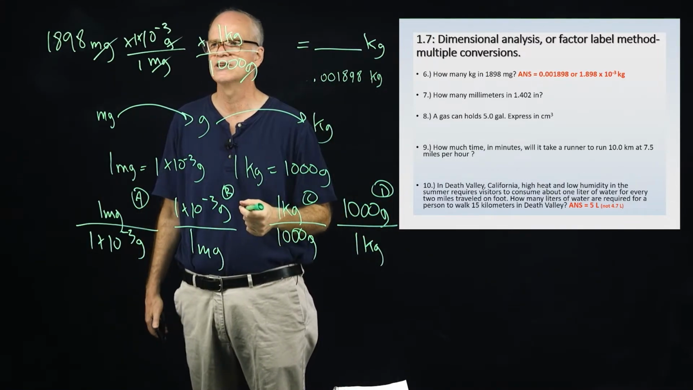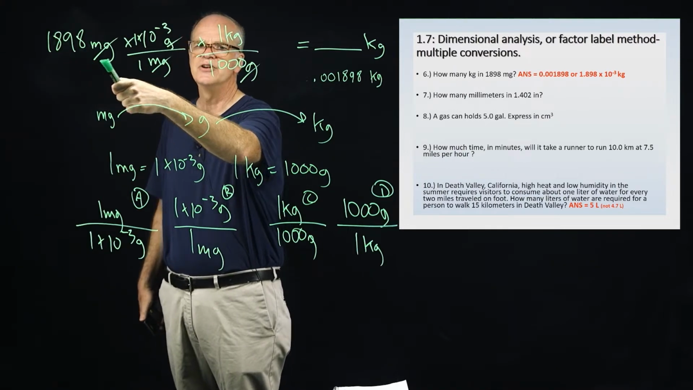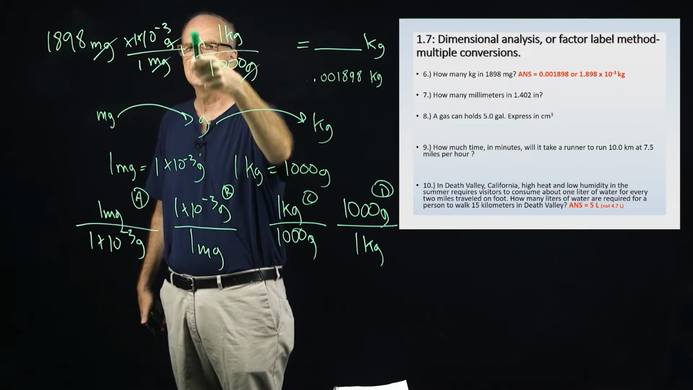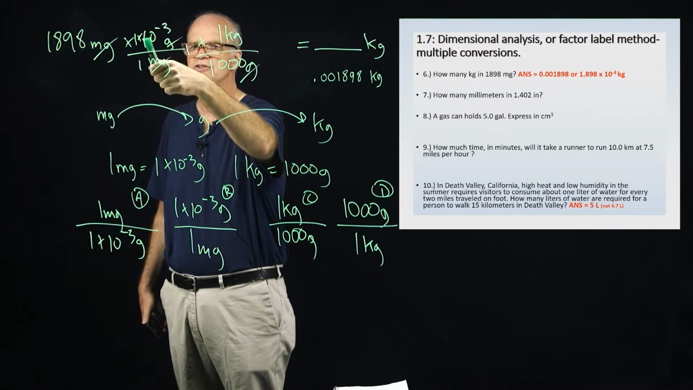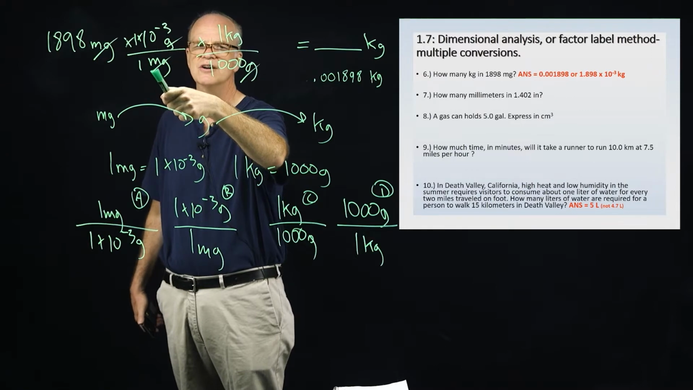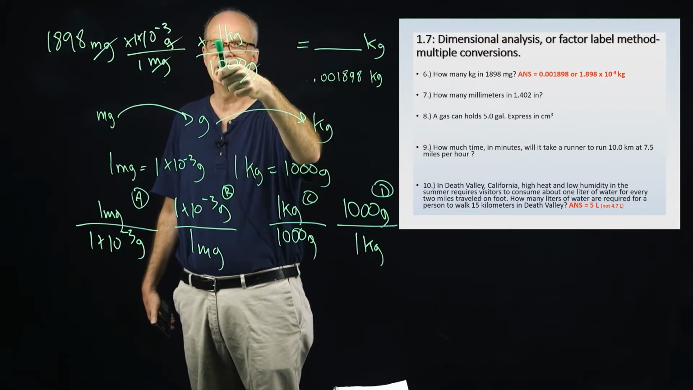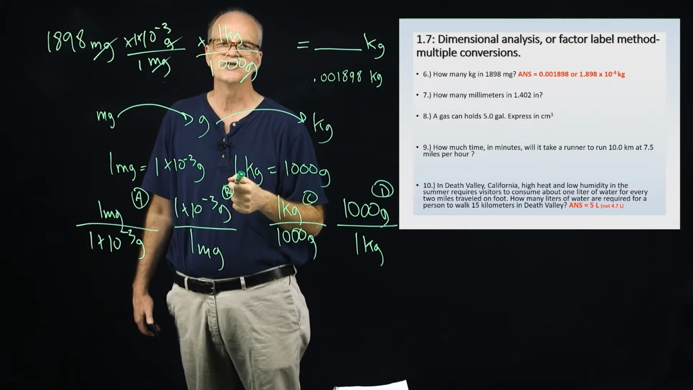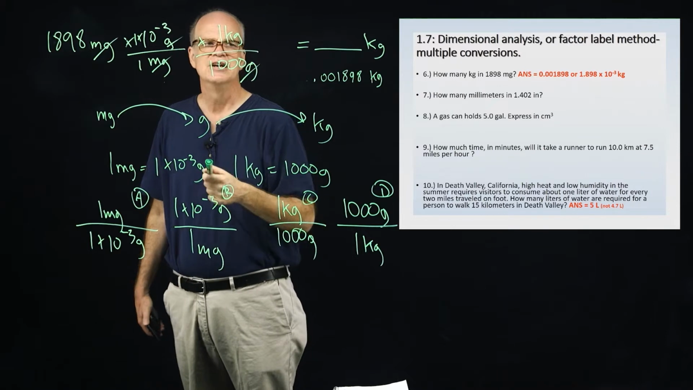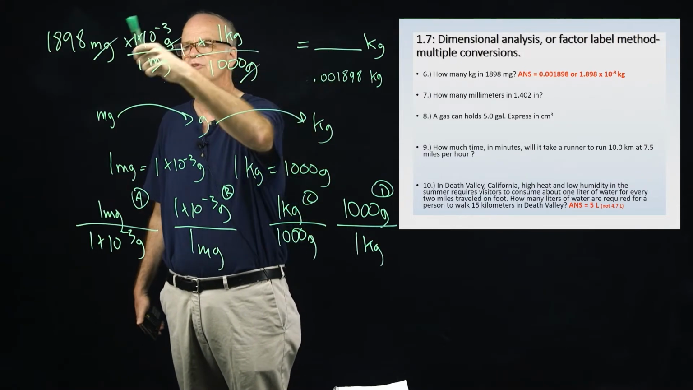One thing I have to do is make sure that this answer is rounded off to the correct number of significant figures. 1898 has 4 significant figures. This fraction here should have an infinite number of significant figures because each of these numbers, 1 times 10 to the negative 3 and 1, are exact numbers. Same thing here, both the 1 and the 1,000 in this fraction are exact numbers, and so should have an infinite number of significant figures.